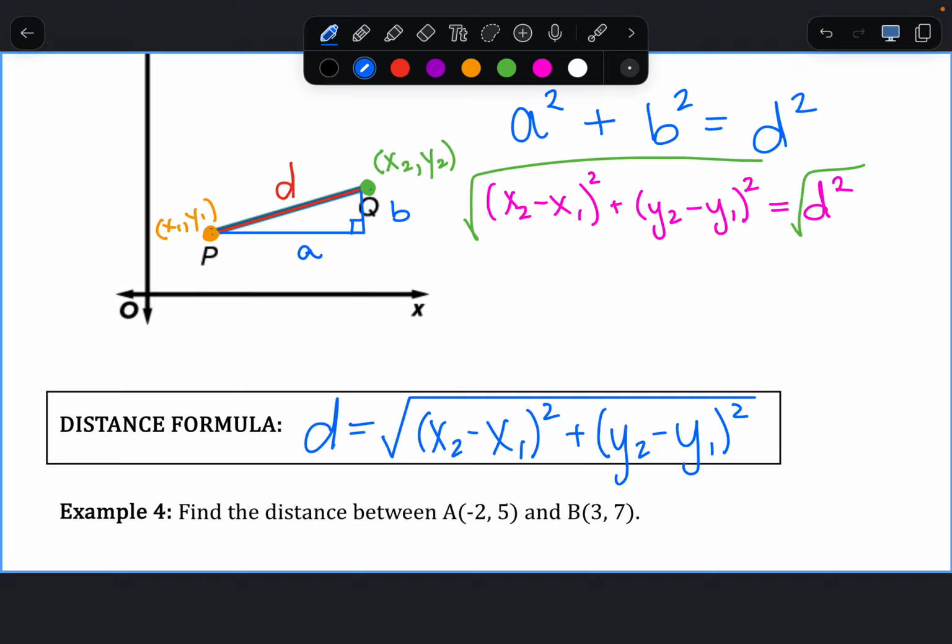Wait, so the subscript or the square? The square. Because of the Pythagorean theorem. But doesn't it get removed once we start solving it? No, this one gets removed. These cancel out. But since we have addition, we can't cancel out the square and square root.